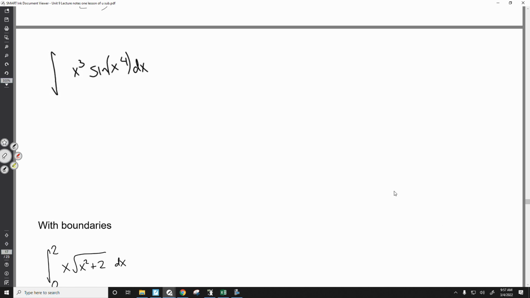I already got the answer to this. Let's see if you can get the answer to this. First thing, what starts in the parentheses stays in the parentheses, so that's going to stay there. Insides of compositions always stay. Don't take the antiderivative of the inside of a composition. It just stays there.